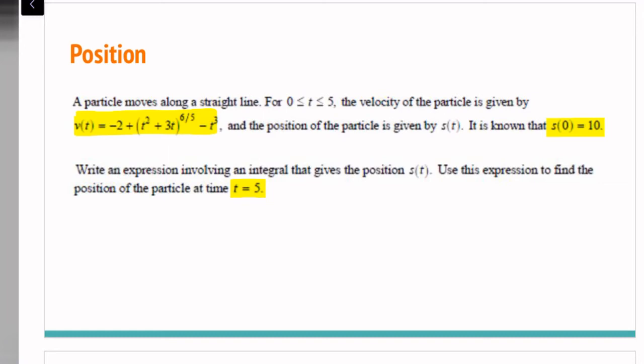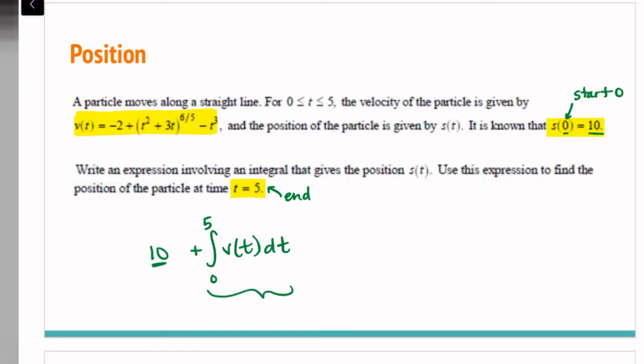Okay? So I know I'm starting at 0, and I'm ending at 5. Okay, so let's do the integral from 0 to 5 of v of t dt. Okay, and I know that at 0, I'm actually starting at 10. So this is my location to begin with, and this is how far I've gone.